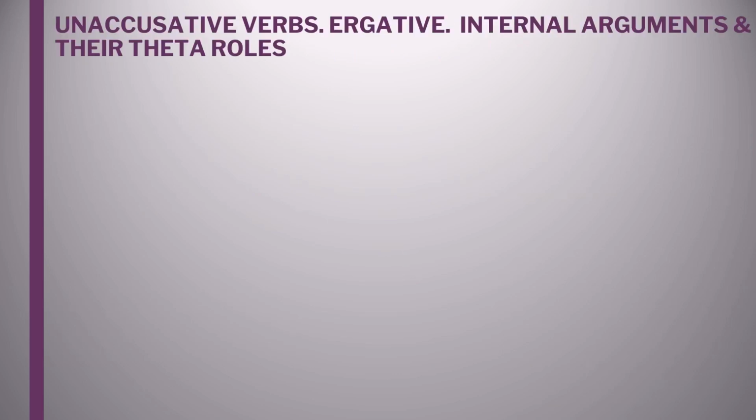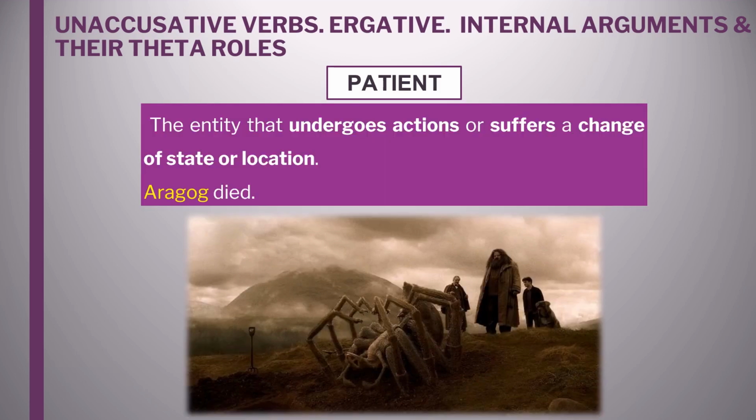Finally, unaccusative ergative verbs can assign the theta role of patient. This is the entity that undergoes actions or suffers a change of state or location. For example, Aragog died. Here, the DP Aragog receives the theta role of patient because it undergoes the action of dying, and as a consequence suffers a change of state. The spider is dead. In the following slides, we will see how to describe all these verbs taking into account their syntactic and semantic characteristics.